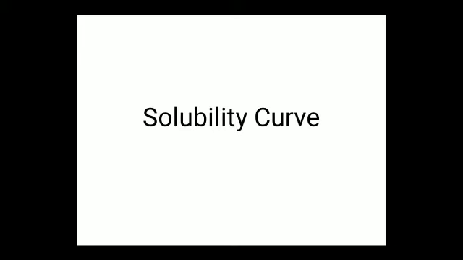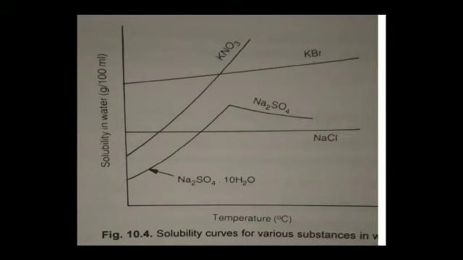To study the effect of temperature on the solubility of a drug, solubility curves are used. Plot a graph with temperature in degrees centigrade on the x-axis and solubility in water, in grams per 100 ml, on the y-axis. We obtain solubility curves for various drugs: potassium nitrate, potassium bromide, sodium chloride and sodium sulfate.